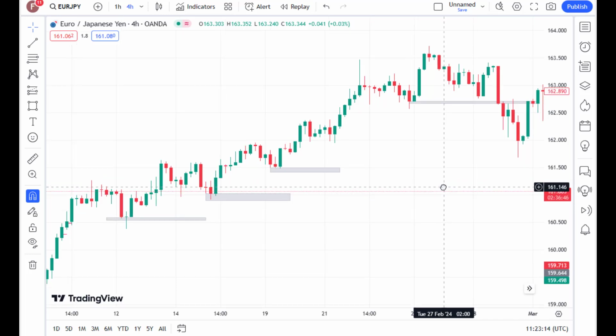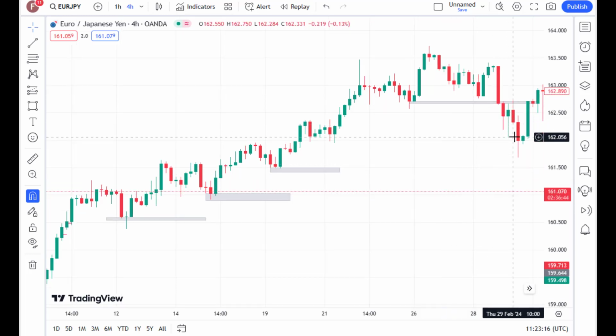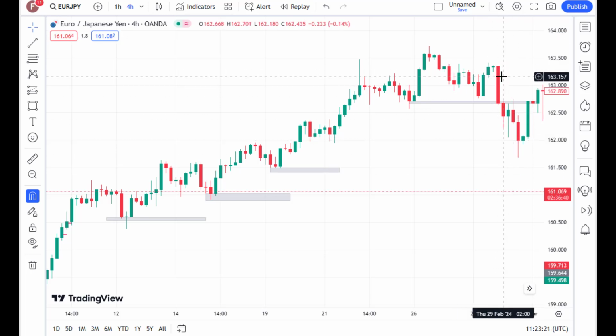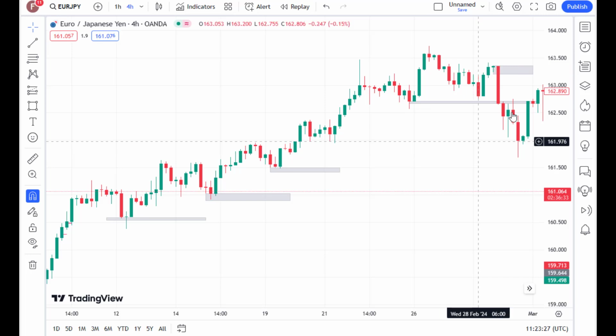There are situations where price can break below the zone. When price breaks below the zone, some people will identify the supply zone that was above here, right, and mark it out. Let's say this candlestick here, and then mark it out and wait for price to come and reject here.